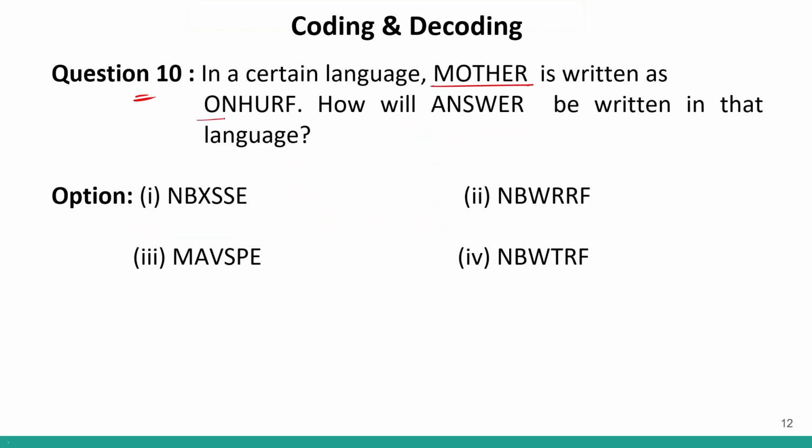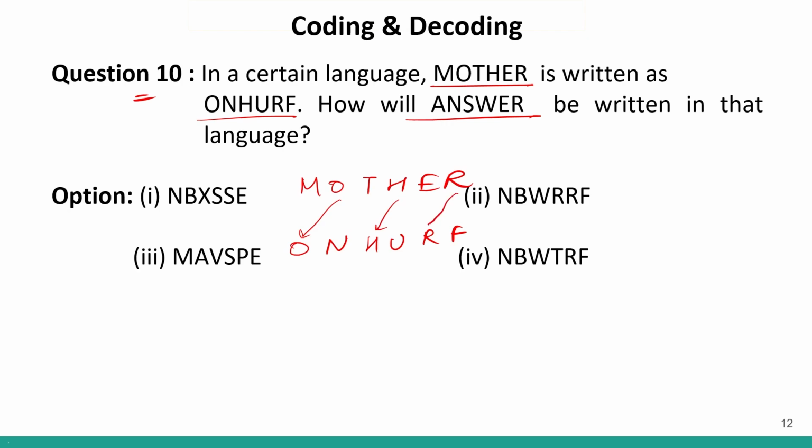Now, question number 10. Mother is coded like this. We have to find the code for answer. Now, MOTHER is coded as ONHURF. So 3 letters I can see remain the same: this one, this one, and this one. They remain the same. Now, M to N is +1, T to U is +1, and E to F is +1. So that means they are moving in a crisscross manner.